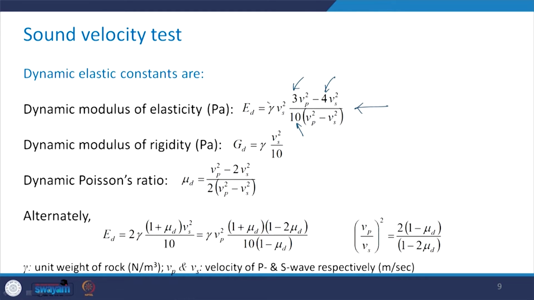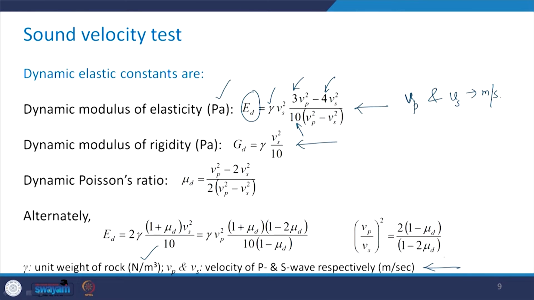Here gamma is the unit weight of rock, in Newton per meter cube, and the velocities of the waves Vp and Vs are in meter per second. And what you will get is the dynamic modulus of elasticity Ed, in pascals. Then the dynamic modulus of rigidity, the next expression, is given by gamma Vs square upon 10. Again we need to be careful about the units.